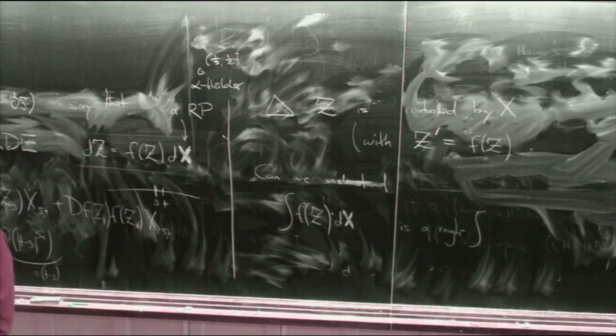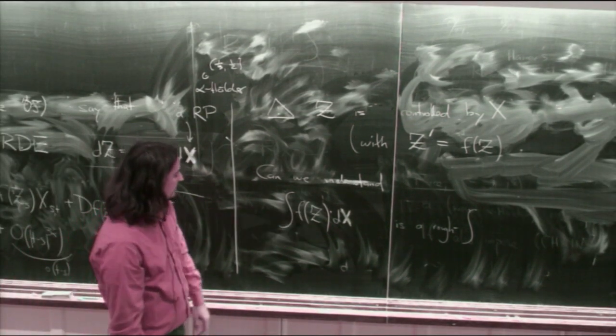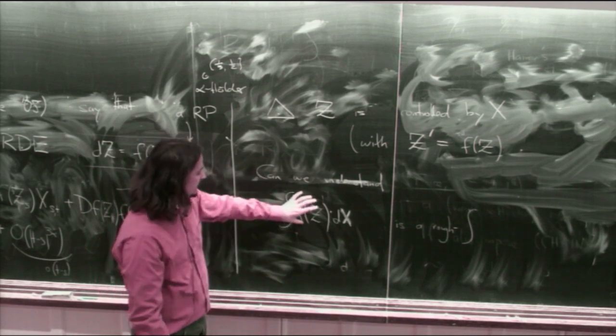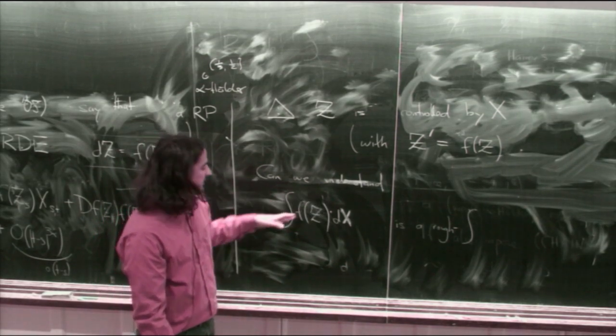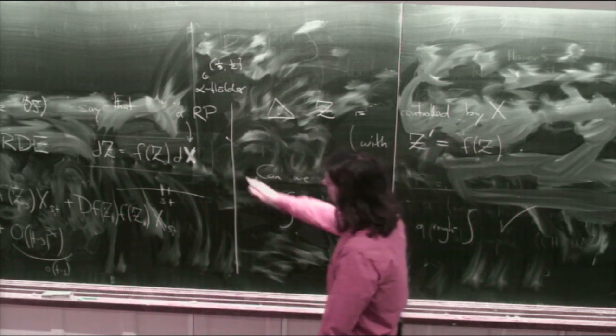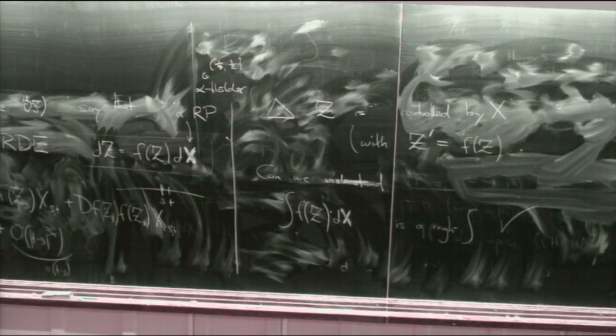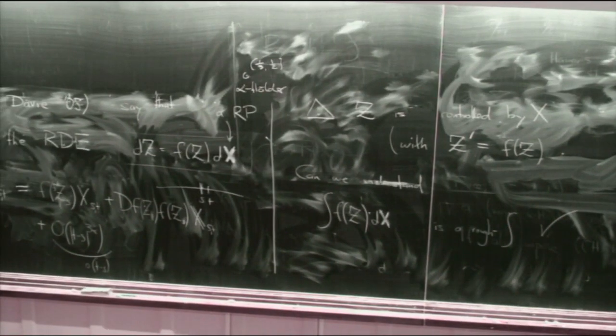So guess what? The space of controlled rough paths is stable under composition with nice maps. And f is nice, assumed to be nice. So you expect, and it's a little proposition if you want, that f of Z is also a controlled path. In particular, this makes sense as a rough integral. So this is okay. And then the whole equation makes sense as an integral equation. So these are two different points of view, but they're easily seen to be equivalent. Yeah?